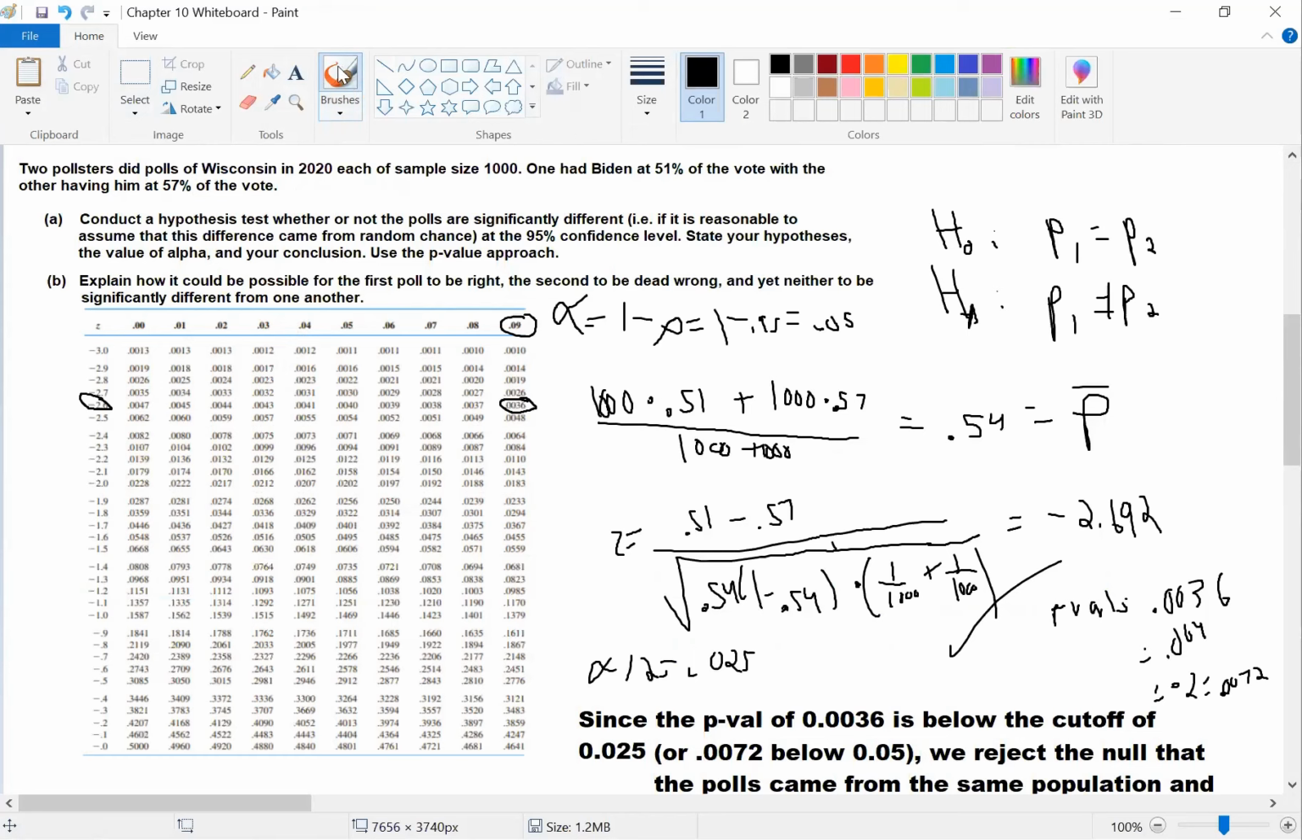Now, it is possible for the second one to be dead wrong and neither be significantly different. One way to do that is to significantly lower the sample size. For example, notice if we lower this to 250, that z-score doesn't cut it.